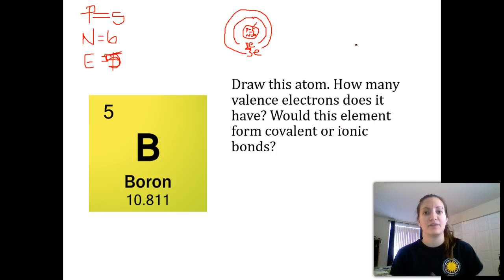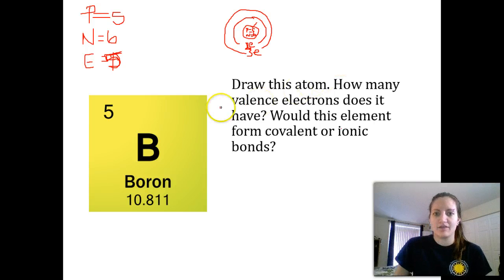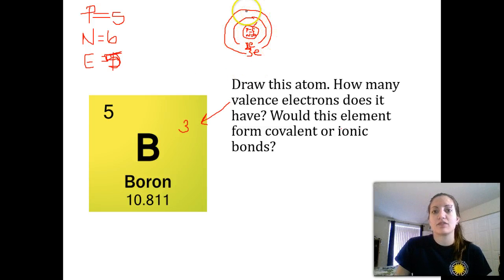I've noticed that on some of y'all's lab quizzes and your previous test. So next question is, how many valence electrons does it have? The answer to this is 3. Remember, valence electrons are the number of electrons on the outermost shell. So we have 2 in the innermost and 3 in the outermost.